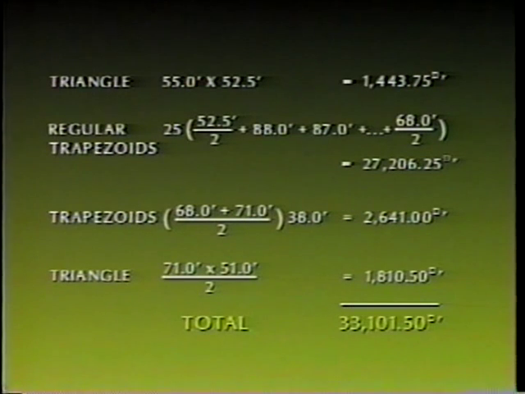The last triangle is 71 feet times 51 feet over 2, or an area of 1,810.50 square feet, totaling 33,101.50 square feet.